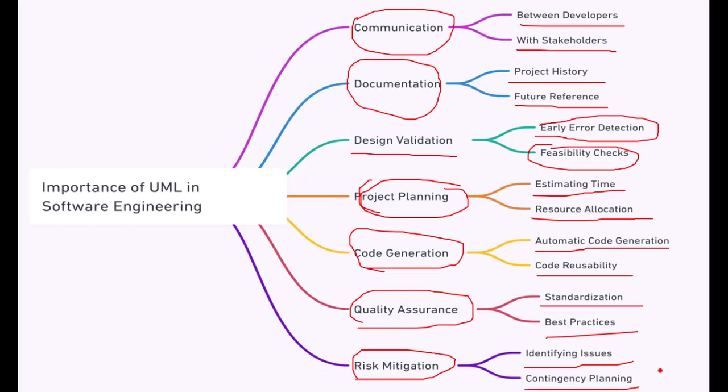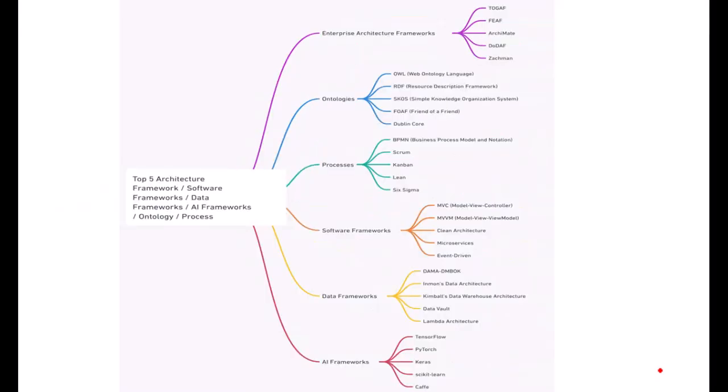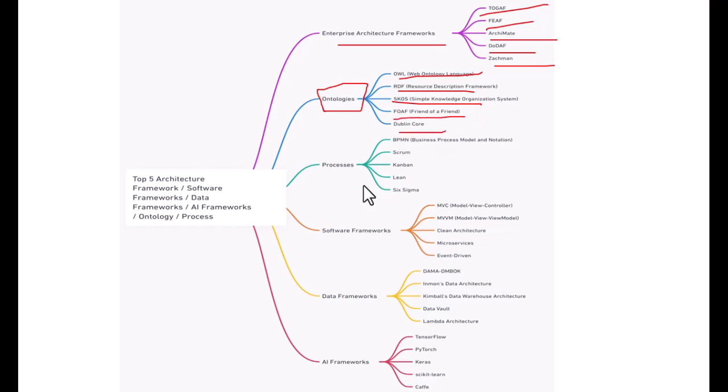So let's move to the section where we see how UML is used across the industry. If you see the top 5 architectures, in enterprise architecture you will have TOGAF, FEAF, Archimate, DODAF, Zachman. On the ontology side, you can see OWL, RDF, SKOS, FOAF, and Dublin Core. From the process viewpoint, BPM, Scrum, Kanban, Lean, Six Sigma.